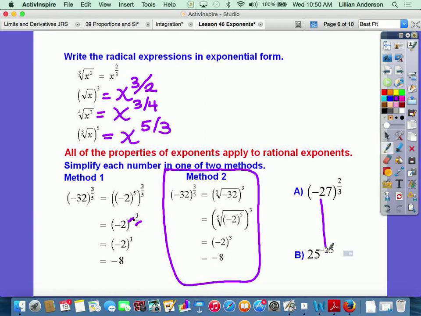Method 1. I need my exponent to have the same number as my denominator. So what number to the third power gives me negative 27? 3. So this can be written as negative 3 to the third. And then I still have a 2/3 on the outside. So from here, I multiply 3 times 2/3. The 3's cancel, and I'm just left with a square. What's negative 3 squared? 9.